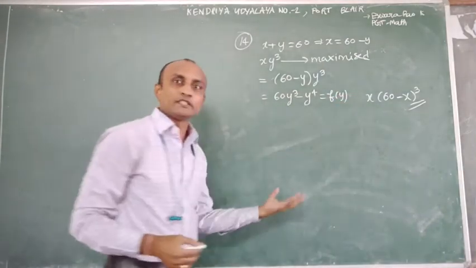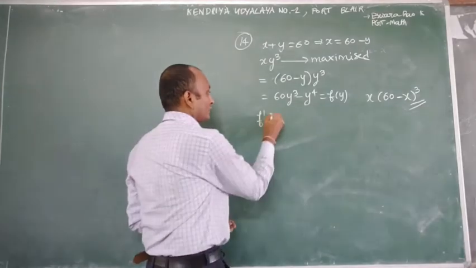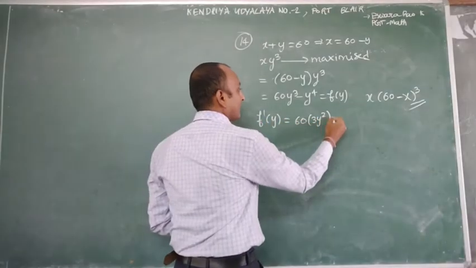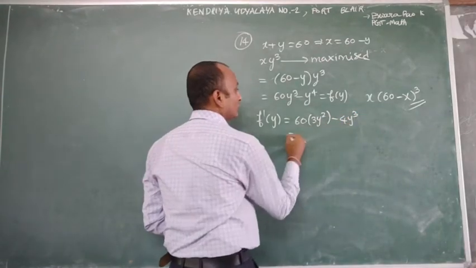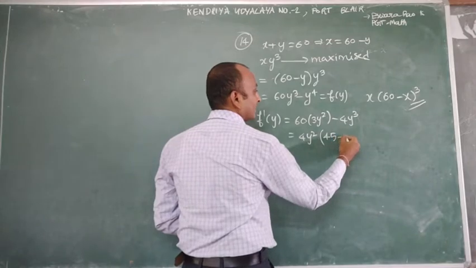Now, after this, you know how to do it. Find out f dash of y. f dash of y is 60 into 3y squared minus 4y cube. So you take 4y squared common in this. It is 45 minus y.